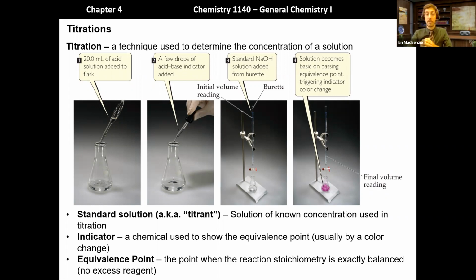And then the equivalence point, that's the point when the reaction stoichiometry is exactly balanced. So when we've added just enough base to react with all of the acid, with no excess reagent, that's technically the equivalence point. All right, so how do we go through and actually find the concentration from this information?